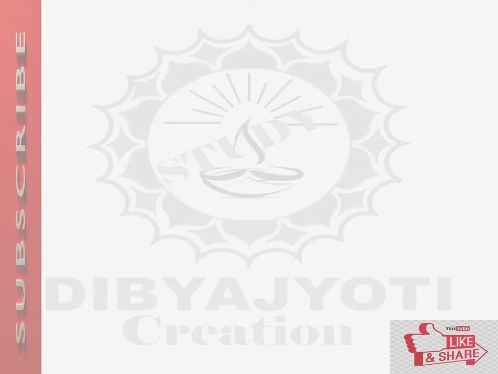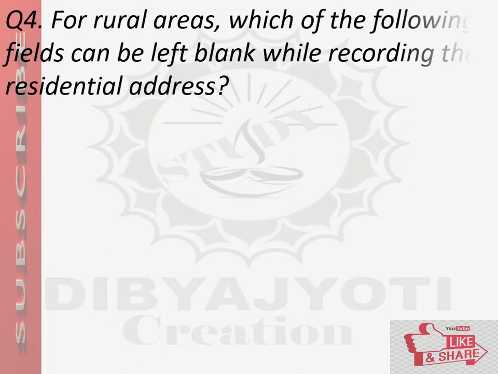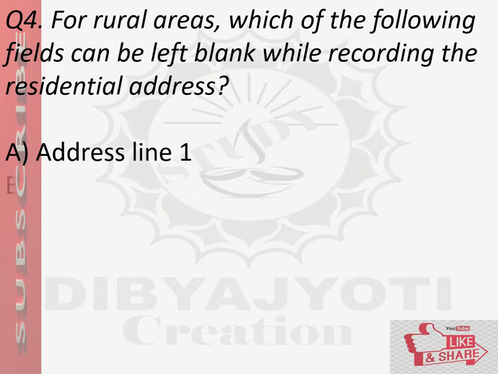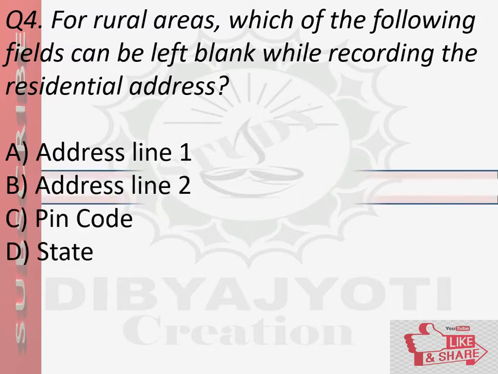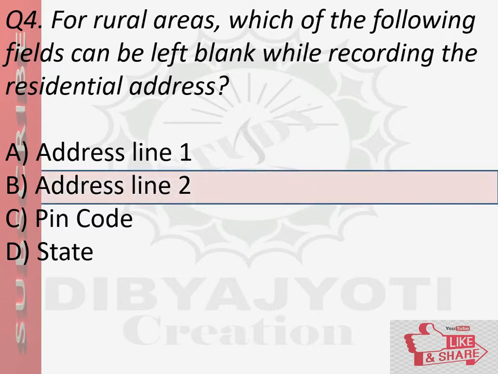Question number 4. In rural areas, which of the following fields can be left blank while recording the residential address? Options are: option A, address line 1; option B, address line 2; option C, pin code; option D, state. And the answer is option B, address line 2.